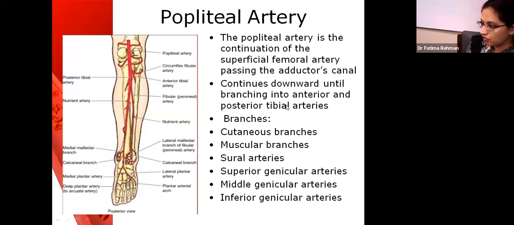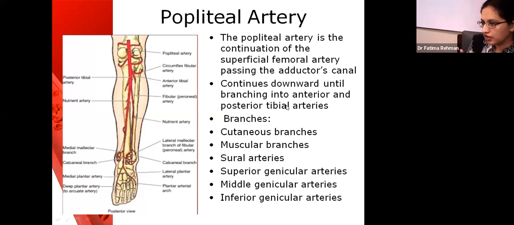The anterior tibial artery is the larger terminal branch of the popliteal artery as compared to the posterior tibial artery, because it has to cross a longer course as it has to come from the posterior aspect to the anterior aspect of the leg, and that's why it is comparatively a larger terminal branch.